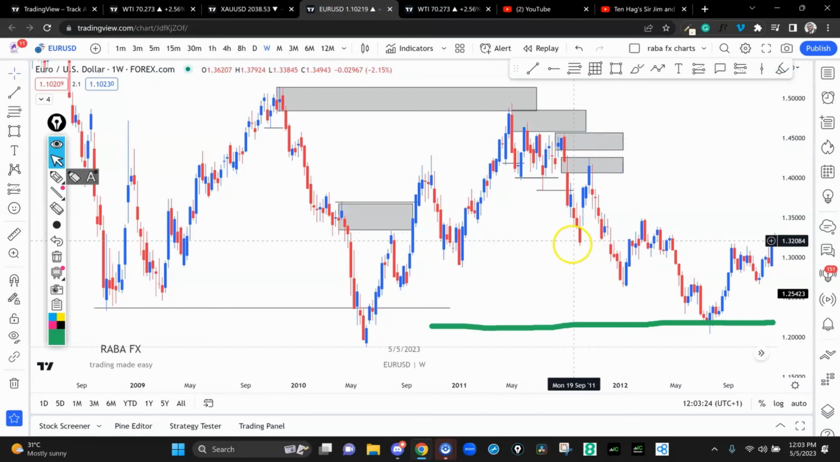So from this high, we have a weak low. This is a weak low. Why? Put it in the comment.